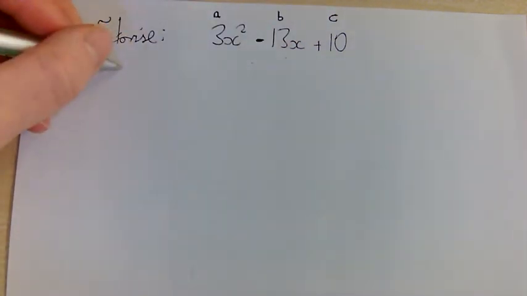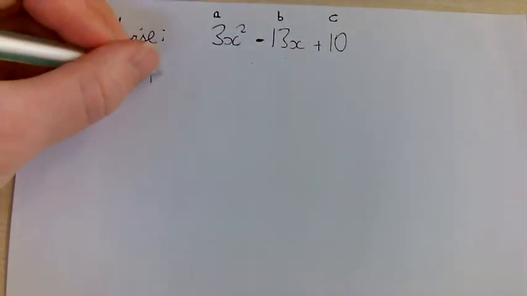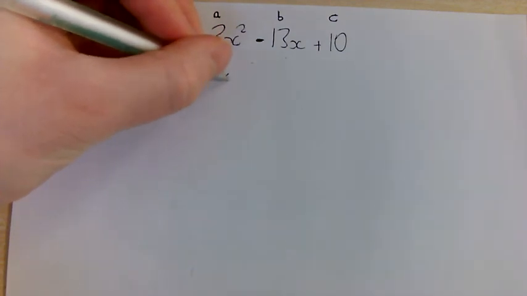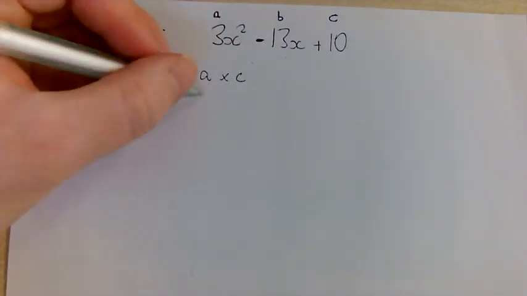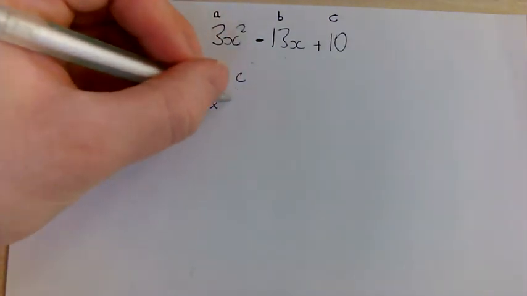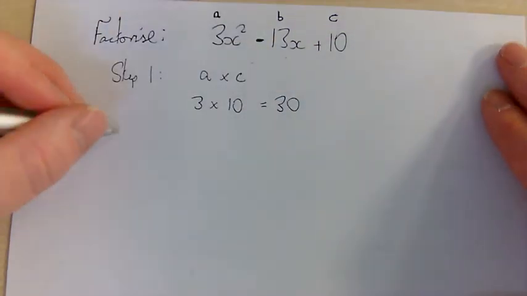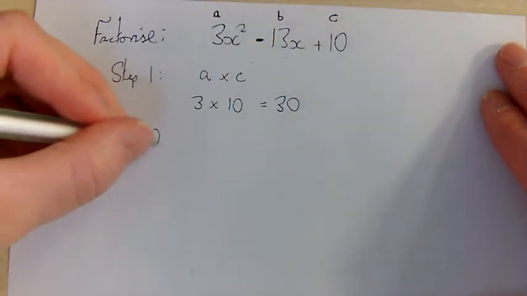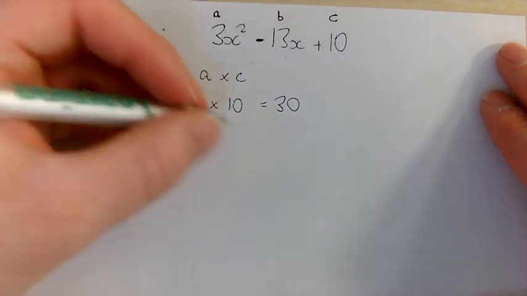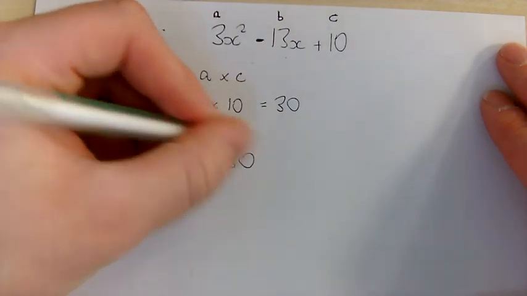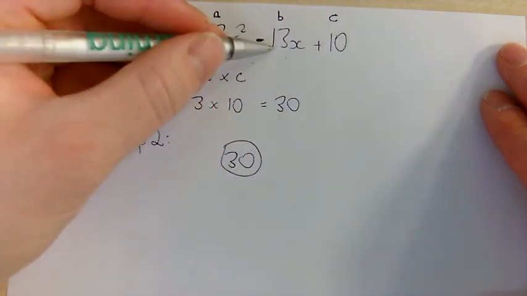So step 1, as you will recall, would be the a term multiplied by the c term. So we've got 3 multiplied by 10, which is obviously 30. Step 2, we want the factor pairs of 30, which we're going to add to minus 13.